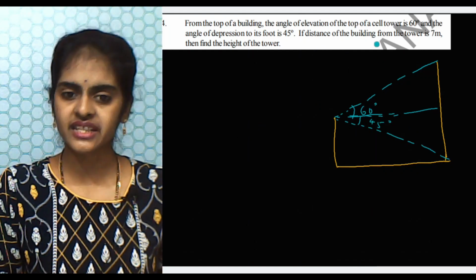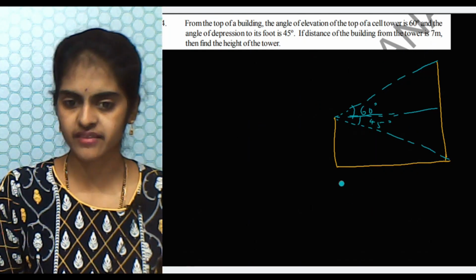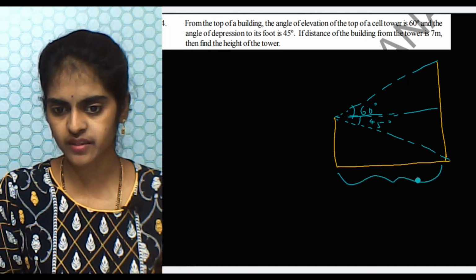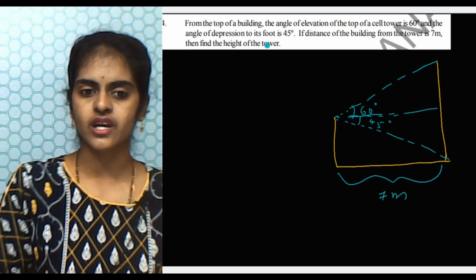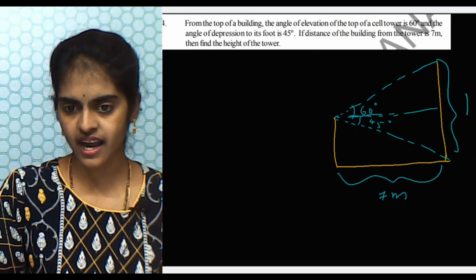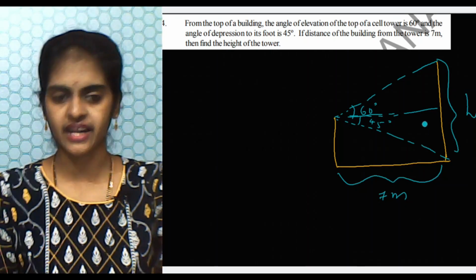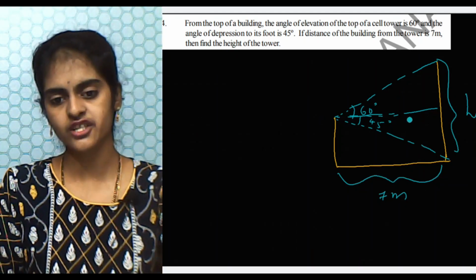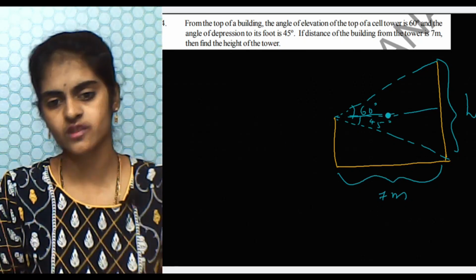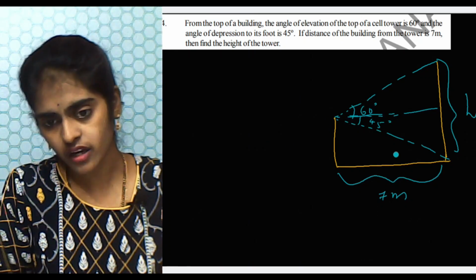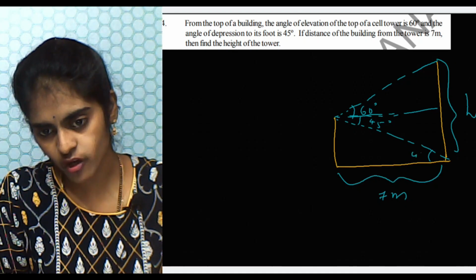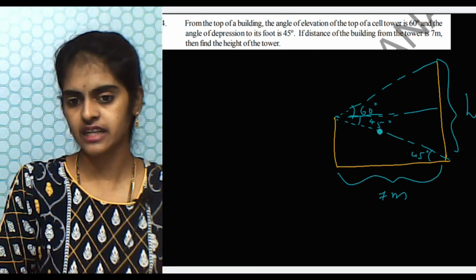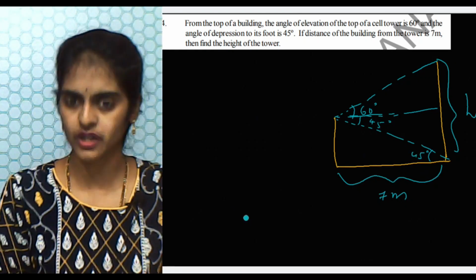Find the height of the tower if the distance of the building from the tower is 7 meters. This is the height of the tower H, so you have to find it. I told you these two are parallel lines: the horizontal and the ground are parallel to each other. So this is the transversal, and this becomes the alternate interior angle, which are equal. So if this is 45, this is also 45.